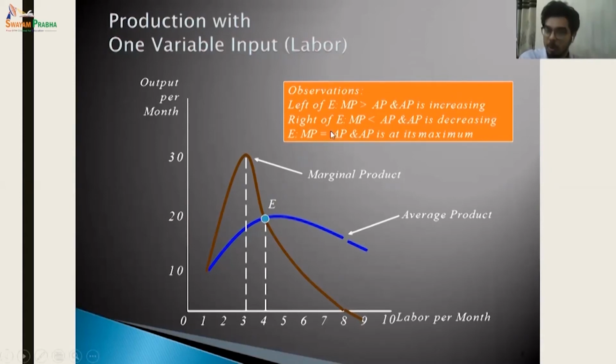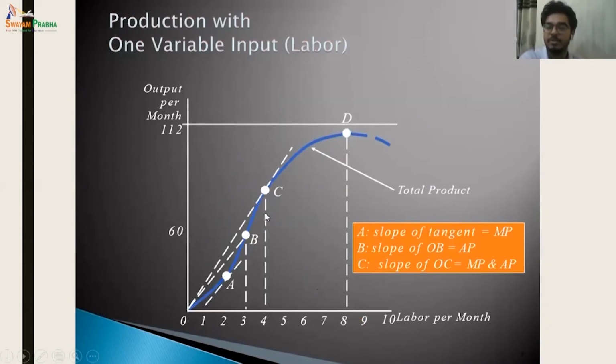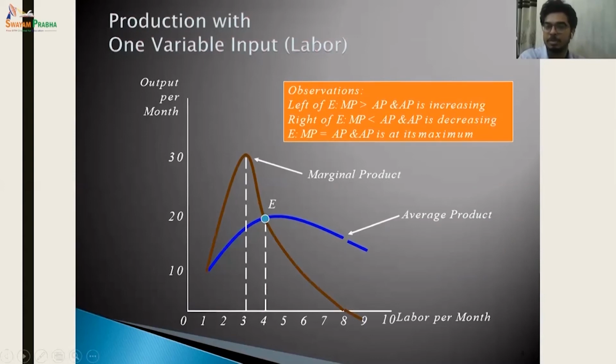Right? So certain observations from here: if this is noted as point E, the marginal product is greater than average product. So what is the point E? Where average product is maximum. So at the left hand side of point E, marginal product is more than the average product, and average product is increasing. Right? At the maximum point of average product, the marginal product will intersect the average product, and on that point, marginal product is equal to average product.